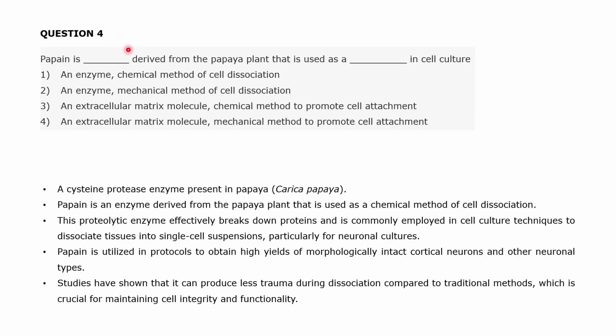Papain is dash derived from the papaya plant that is used as a dash in cell culture. First option, enzyme, chemical method of cell dissociation; enzyme, mechanical method of cell dissociation; extracellular matrix molecule, chemical method to promote cell attachment; and extracellular matrix molecule, mechanical method to promote cell attachment. Which might be the answer? Papain.